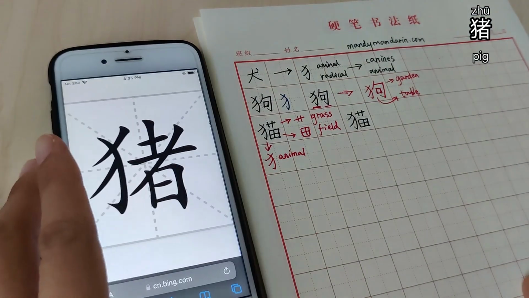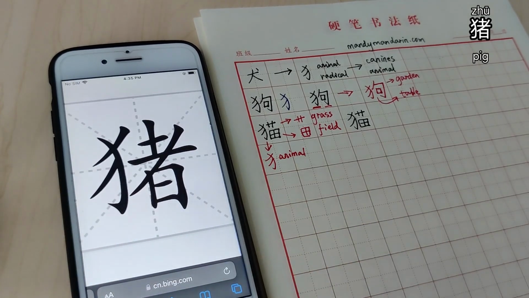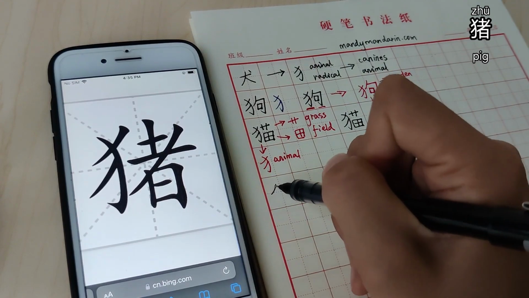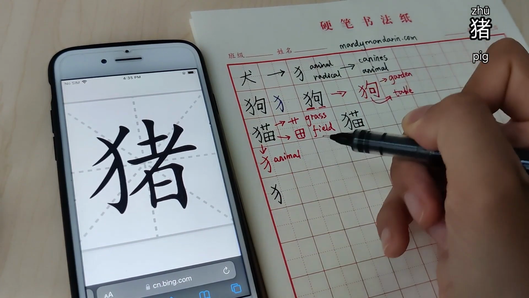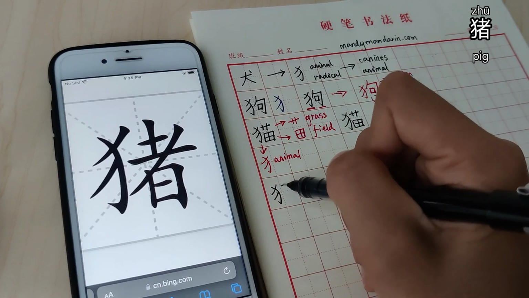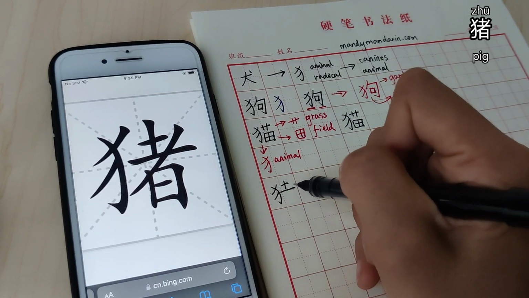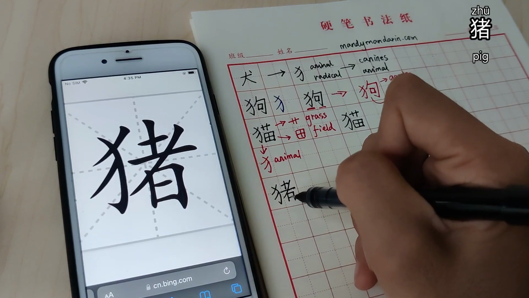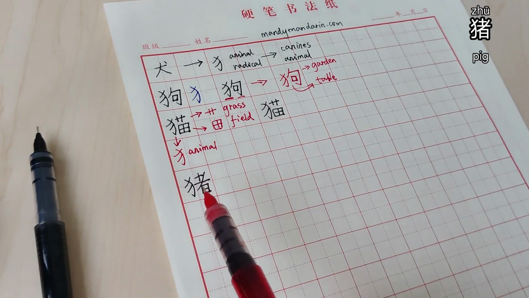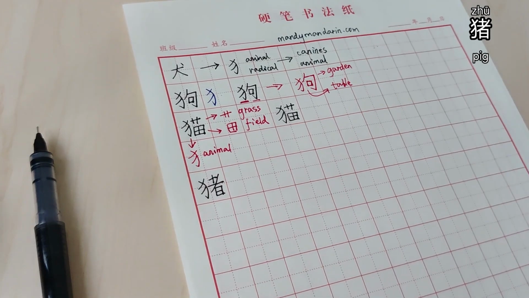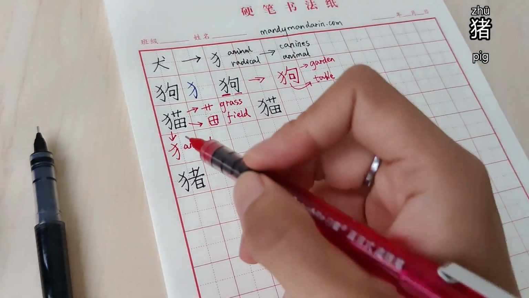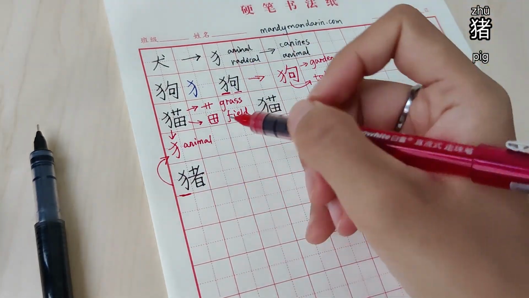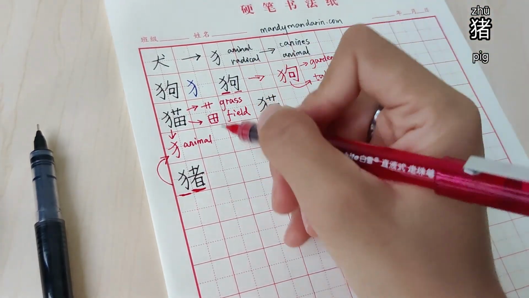Move on to the next hanzi with the animal radical, which is 猪, pig. Okay, so still it's a left-right structure. And we will start from the left. And then the right. Now let's take a good look at the hanzi, 猪. On the left, obviously, it's an animal radical. And on the right, this one.